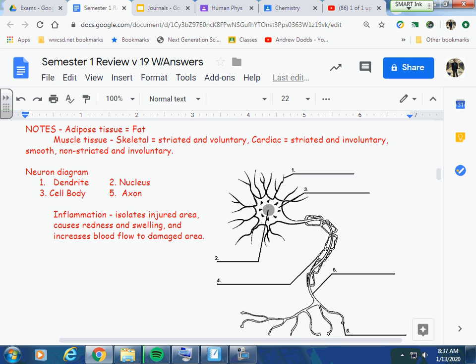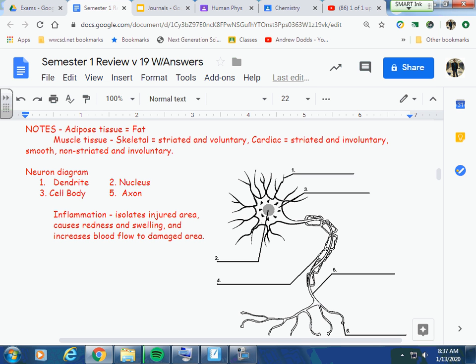We can have smooth muscle, like associated with our organs, our viscera. Think of the digestive system. This is non-striated, so it does not have a striped appearance, and it's involuntary.